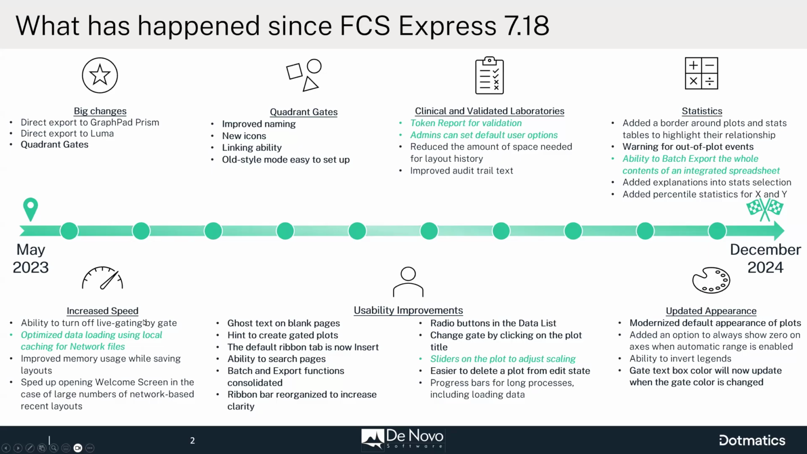We're always trying to increase the speed and performance of FCS Express. As people's layouts get more complicated, as data files get bigger, it's always important to keep working on this and make improvements here. So one of the things that we've done that I think is going to be a huge difference is we've optimized data loading using local caching for network files. And what does that mean?